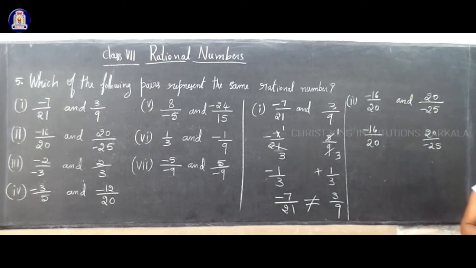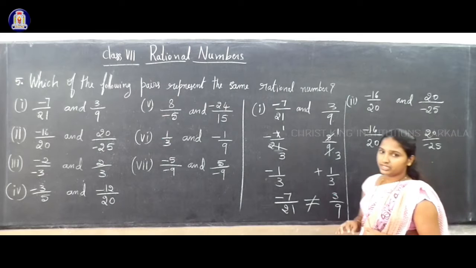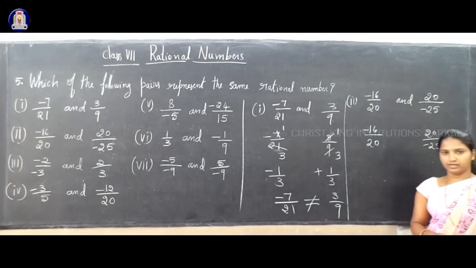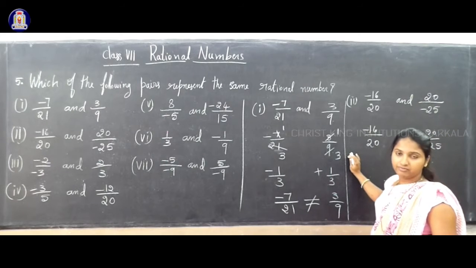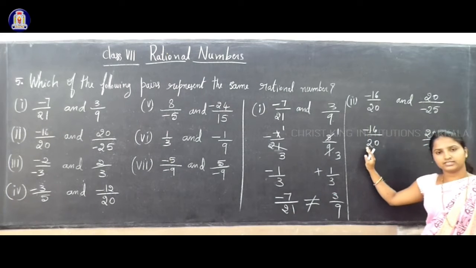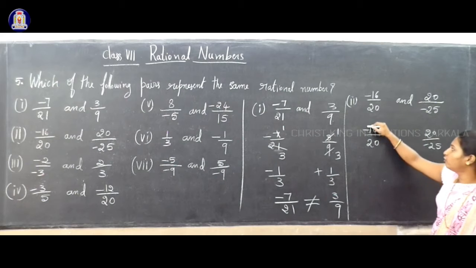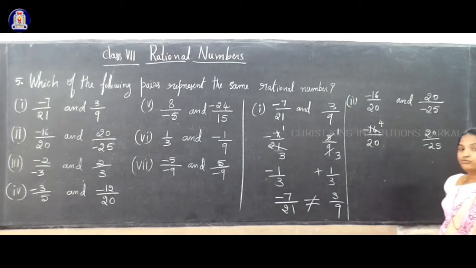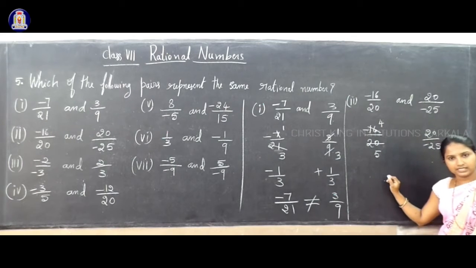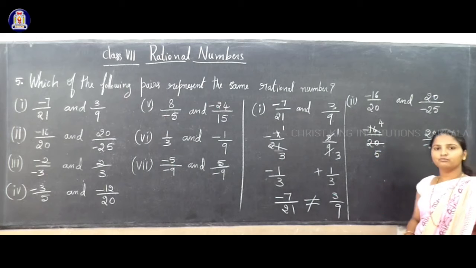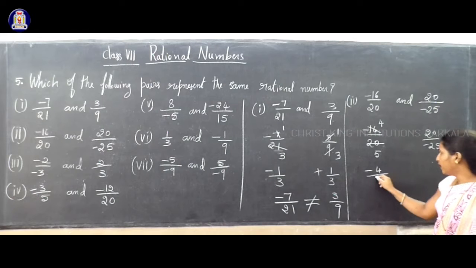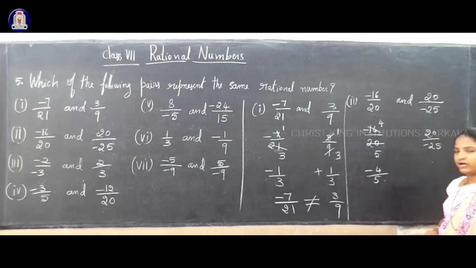So 16 and 20. Now see the numerator and denominator terms, whether these numbers are divisible by the same number. Yes, 16 and 20 are divisible by the 4 table, isn't it? 4 divides 16, 4 also divides 20. So simplify: 4 fours are 16 and 4 fives are 20. So the 4 table divides both numerator and denominator. So we can write minus 4 by 5. Minus 4 by 5 is remaining.